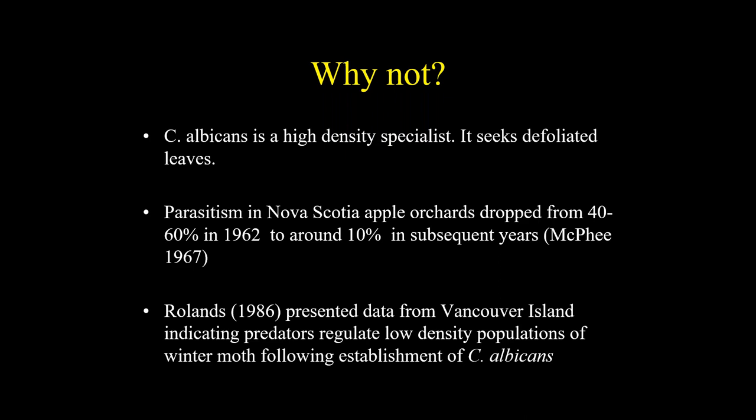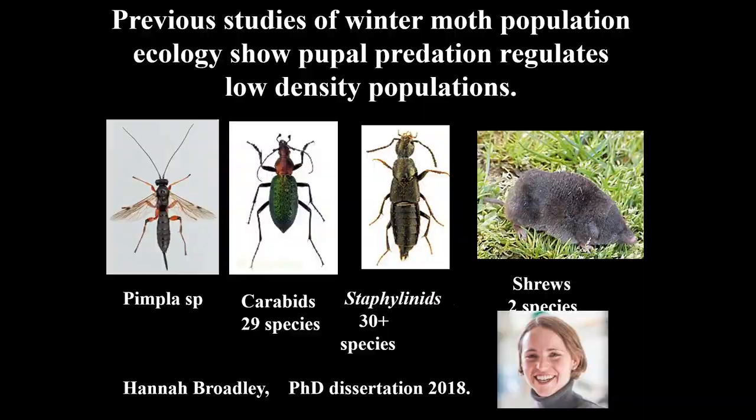So as I said, when we went to Nova Scotia, we collected with great difficulty a few hundred winter moth caterpillars and only 5% of them were parasitized. And that's true in other studies in Nova Scotia. The parasitism drops way off, and really fantastic work done by Jens Roland out at the University of British Columbia showed that on Vancouver Island, once the fly knocks the population down, it's soil predators. There's a variety of soil predators that regulate the densities of winter moth. So we wanted to get a handle on that.